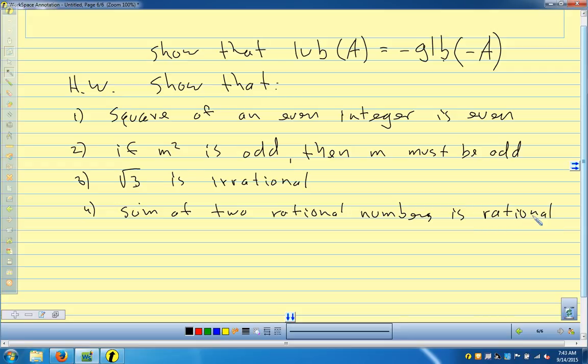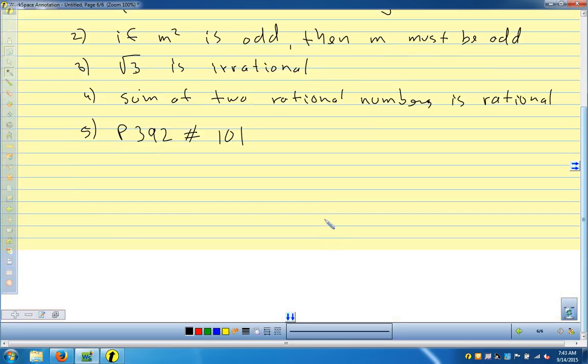And then one that's related to calculus. Very easy proof, and it gives you a hint, or it suggests how to go about it. Page 392, number 101, involves hyperbolic trig functions. It's a nice one. And then I have a bonus.